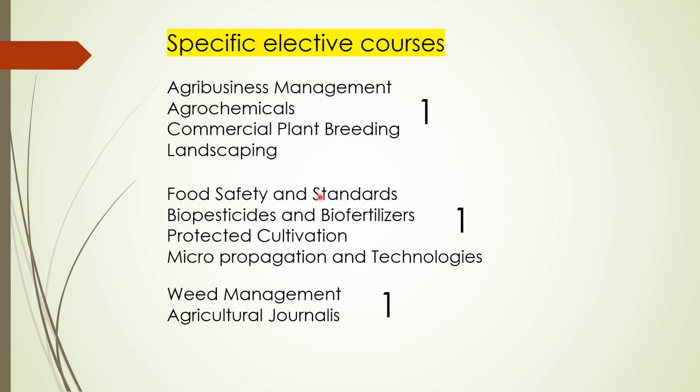And from food safety and standards, biopesticides and biofertilizers, protected cultivation, and micropropagation technologies, from these four we have to select only one subject. And from weed management and agricultural journalism, from these two we have to select only one subject. Means we have to select only three subjects from among all the subjects.